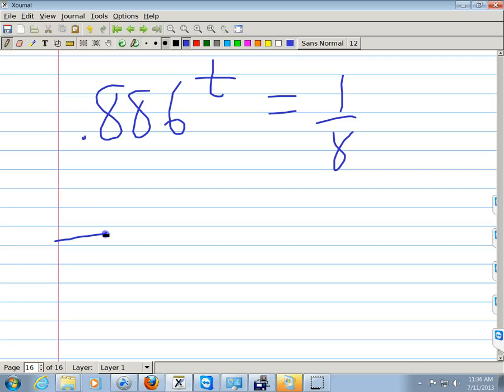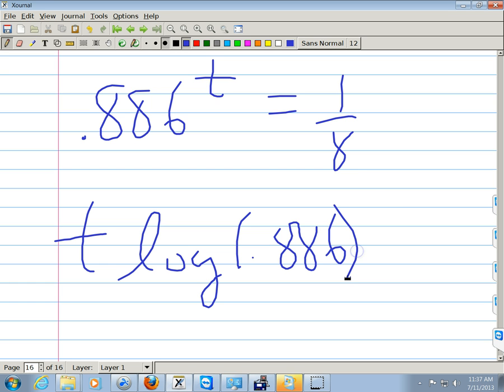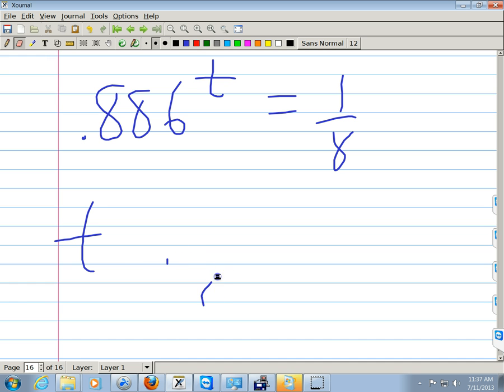So t times log of 0.886 is the log. I'm running out of room. Hang on, I made that too big. My resolution isn't that great on the Kindle. I've got to figure this out. It doesn't match. Let's make this a little bit smaller, guys. I'm running out of room. You know, I need a smartboard because one keystroke and this is all gone.